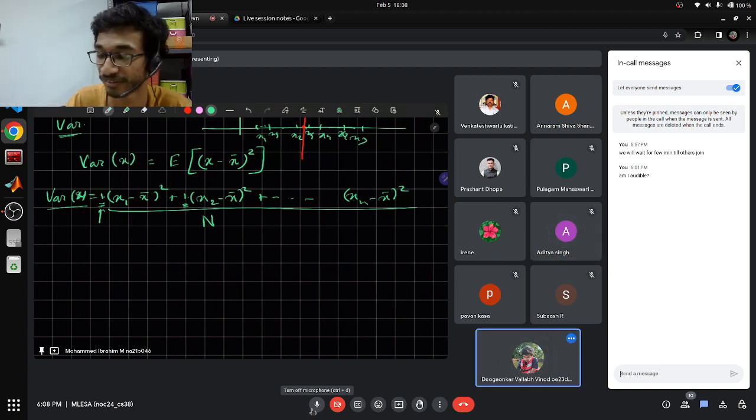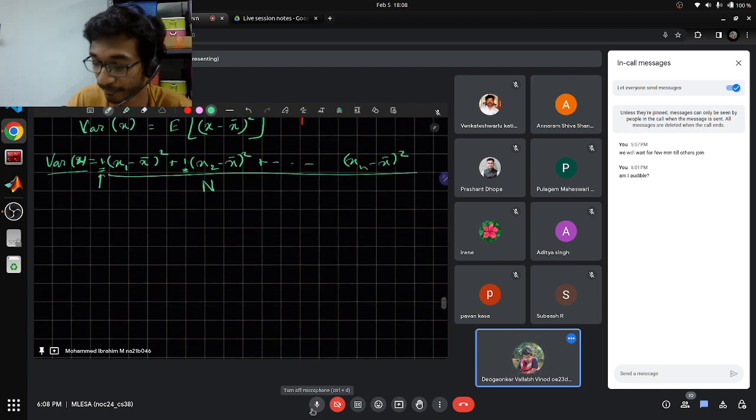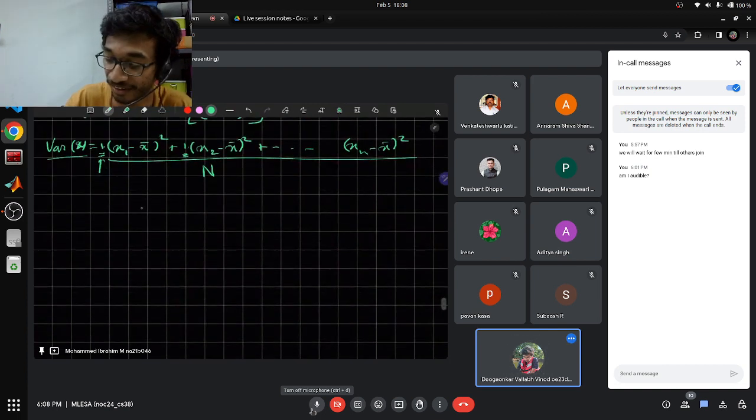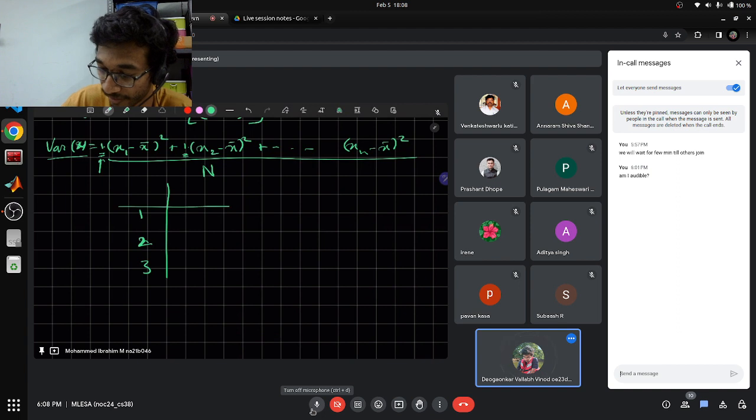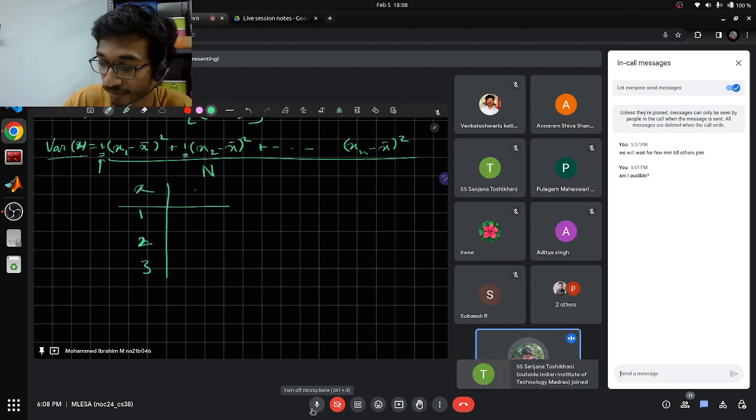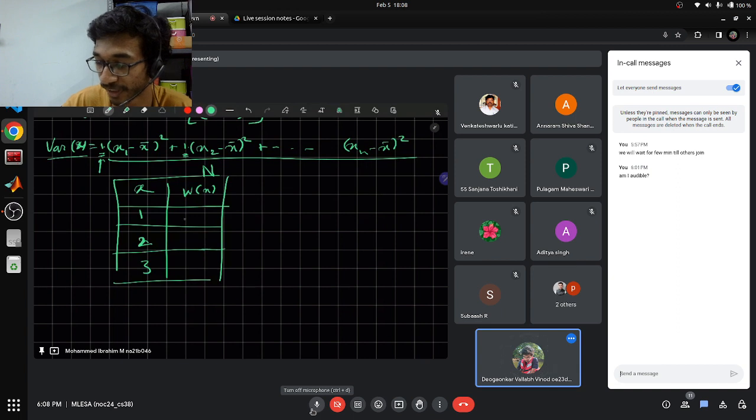Okay, so weightage, we'll take some dummy data. Let's say 1, 2, 3, and some weightage you can choose. I will just make this table: x and the weightage of x. Let's say the weightage of 1 is 4, the weightage of 2 is 8, and the weightage of 3 is 2.